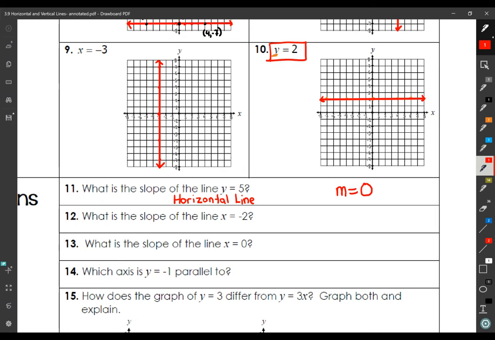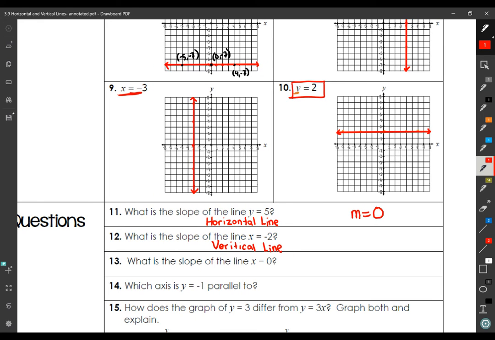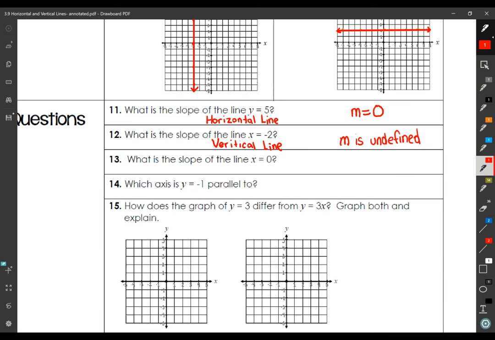Well, first of all, x is equal to negative 2 gives us a vertical line. And so it is going to look similar to how this one would look, x equals negative 3, except it would occur at x equals negative 2. So for a vertical line, the slope is undefined. There is no slope. There's no such thing as slope for a vertical line.